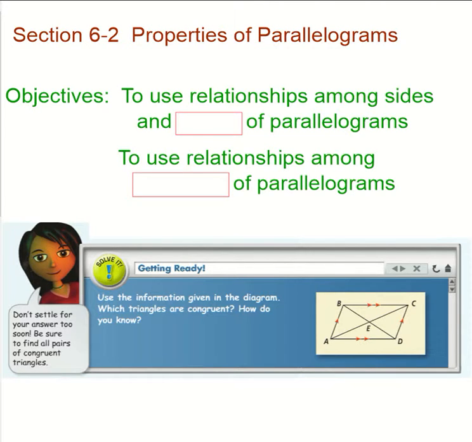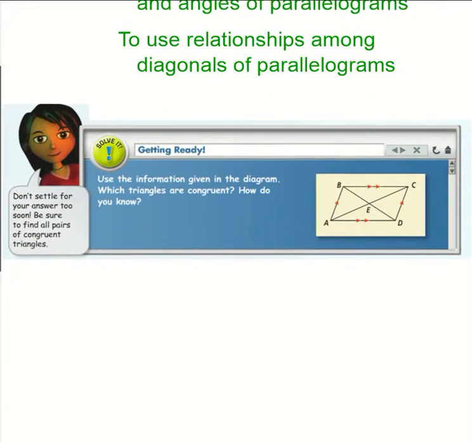This is section 2 of chapter 6 of geometry, properties of parallelograms. Our objectives today are to use relationships among sides and angles of parallelograms and to use relationships among diagonals of parallelograms. So first things first, let's look at this getting ready problem.